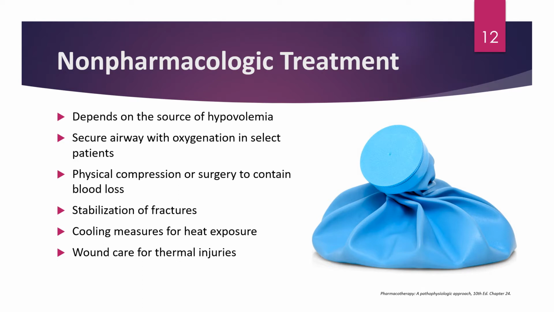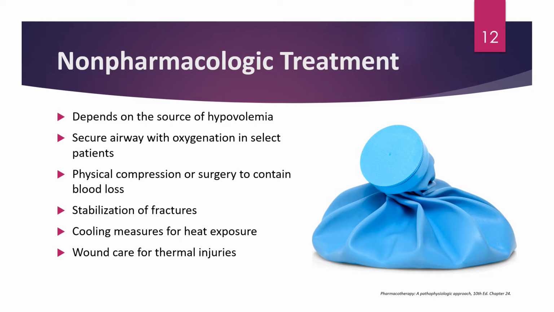What are some non-pharm things that we can do? So it really depends on the source of the hypovolemia. We talked a little bit earlier on the last slide about securing the airway in select patients who may need to be monitored for their oxygenation status. So this can be any of the oxygen modalities we talked about in the last class, including mechanical ventilation. We might also try to do a physical compression or surgery to contain blood loss.